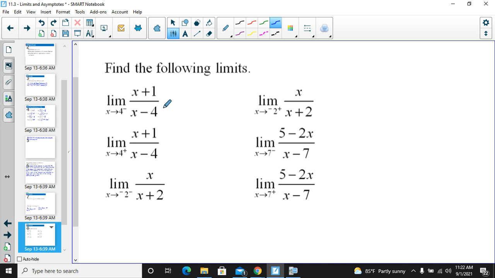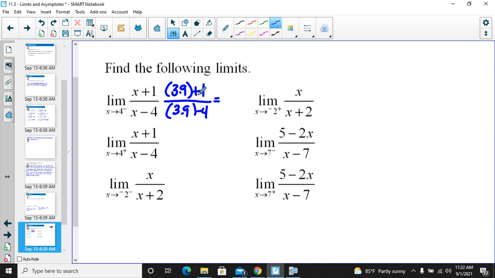So let's plug in 3.9. So if we do 3.9 plus 1 over 3.9 minus 4. Now, we don't really care what the actual number is. Don't care at all. All we really care about is the sign, right? Because we know it either has to go to positive infinity or negative infinity. So if it's a positive number, it's going to go to positive infinity. If it's a negative number, it's going to go to negative infinity.